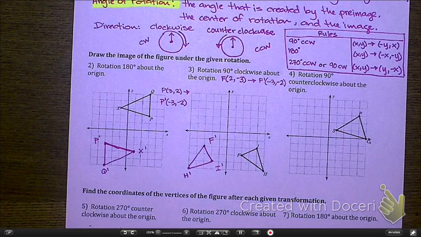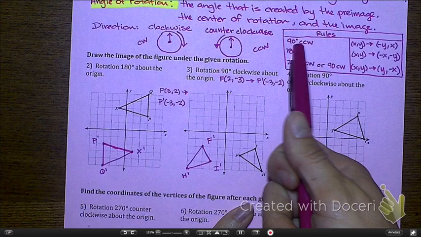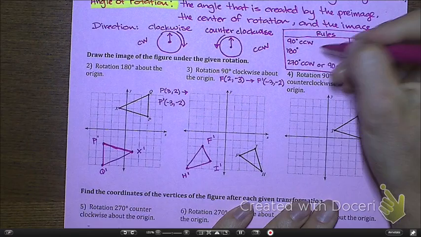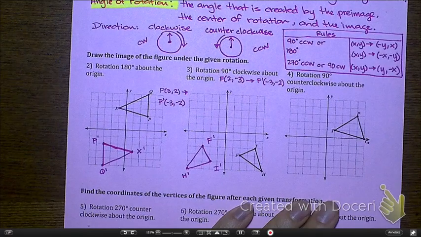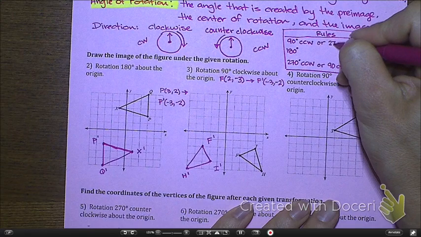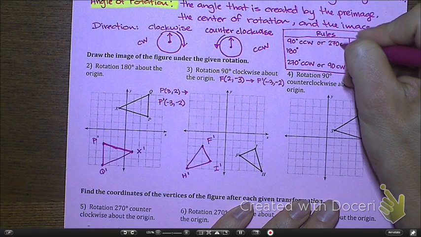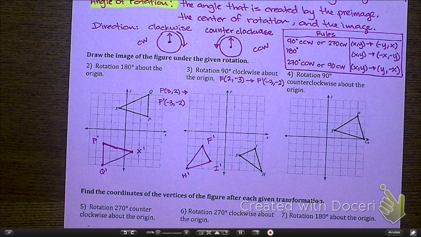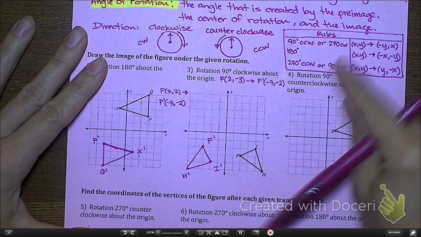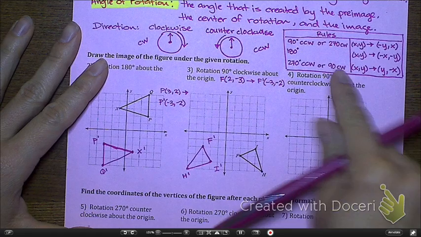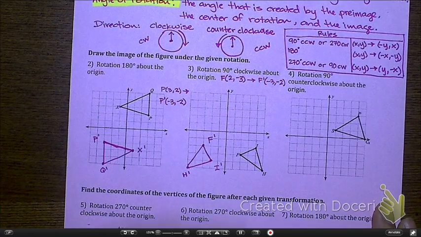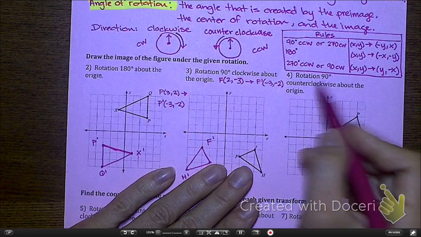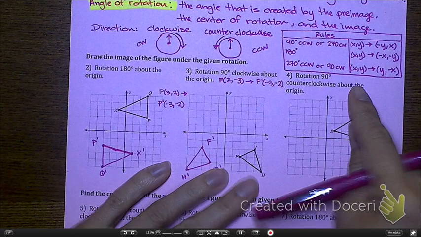Now, what do you guys think is going to happen with this one? It's going to be or what? 270 clockwise, right? Because I can go 90 degrees one direction, but I end up the same place going 270 the other way. Does that make sense? Okay. So, even though we don't have a rule for these, we can use these other rules, okay?